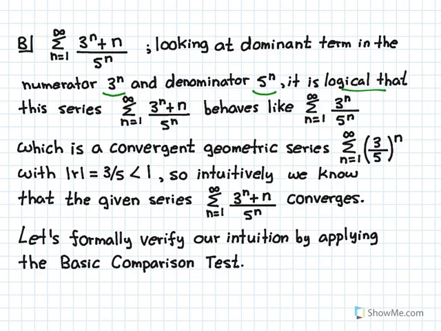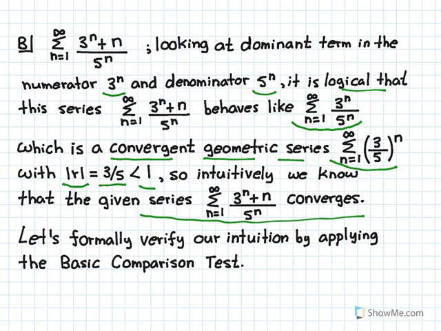It's logical that the given series, summation n equals 1 to infinity 3 to the n plus n divided by 5 to the n, behaves like the geometric series, summation n equals 1 to infinity 3 to the n divided by 5 to the n, which is a convergent geometric series, summation n equals 1 to infinity 3 divided by 5 to the power of n. The common ratio, absolute value of r, is equal to 3 over 5, which is less than 1. So intuitively, we know that the given series must converge because it behaves like a convergent geometric series.